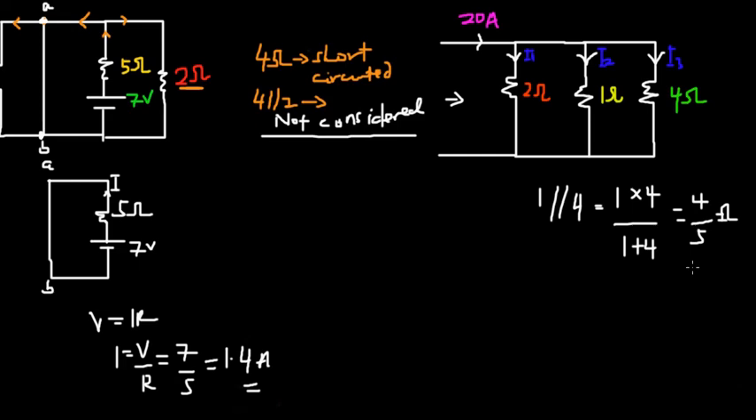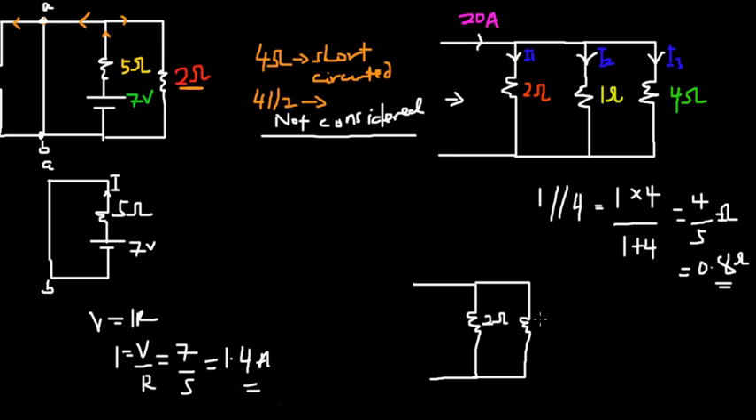Or simply put, 0.8 ohm. So now let's proceed. Let's redraw this circuit. So we have this coming in, and then we have that coming in. So we have 2 ohm, and then we have 20 amps.